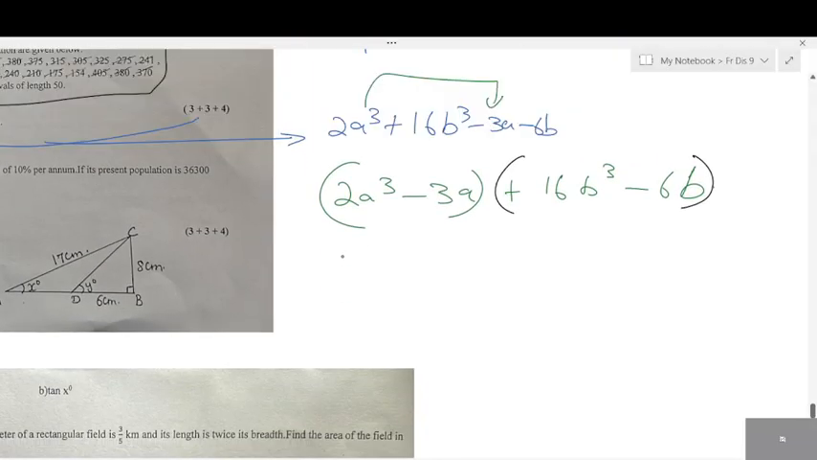Are students done? What is common here? 2a square minus 3. Here what do you get? 8b square minus. Okay, 2a square 8b minus 3. Factorize 2a cube plus 16b cube minus 3a minus 6b.